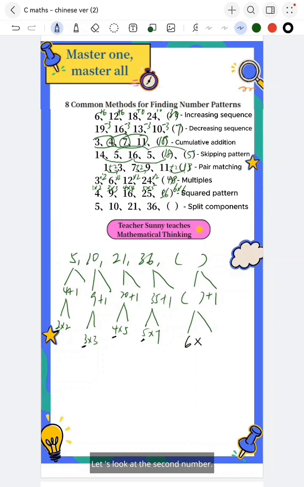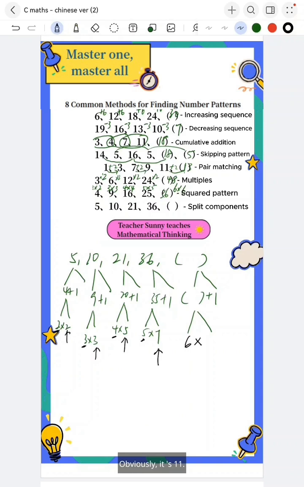Let's look at the second number. Is there a pattern in 2, 3, 5, 7? If we look closely at these numbers, we find that they are actually prime numbers, arranged in the order of prime numbers. So after 2, 3, 5, 7, what is the next prime number?